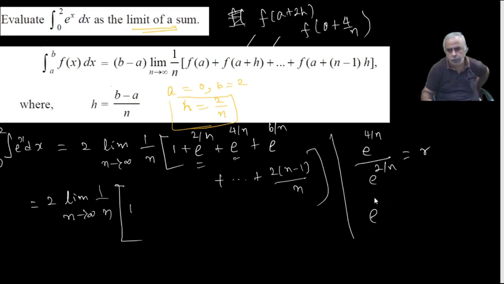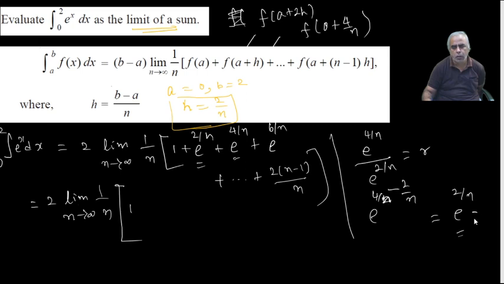So therefore e power 4 by n, a power m divided by a power n, a power m minus n. Is it not? So 4 by n minus 2 by n. So that is equal to e power 2 by n. Okay, so r is equal to e power 2 by n. Don't forget this. So now we have got the GP sequence form, the series formula.